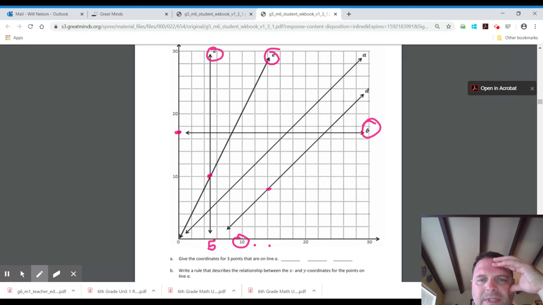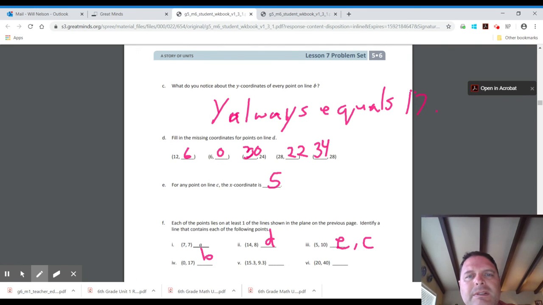Okay. Letter V, our number 5, is 15.3 and 9.3. So let's see, 15.3. This is 14, 15 would be somewhere around here, and 9.3. So let's go on up and see if there's 9.3. I think it's a tricky one. 9.3 would be somewhere right here, and that's going to be letter D. It's tricky.